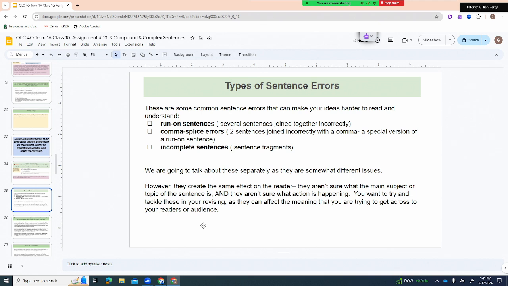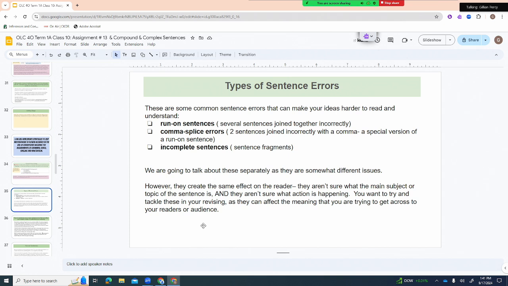Run-on sentences are where you have several sentences joined together incorrectly. A comma splice error is where you've got usually 2 sentences joined incorrectly with just a comma. This is kind of a special version of a run-on sentence. And then incomplete sentences are sentence fragments where it doesn't have a whole subject or a whole predicate, or maybe it doesn't express a complete thought.